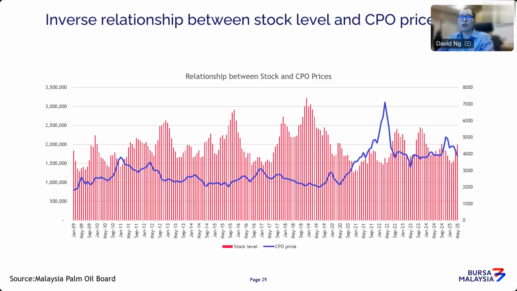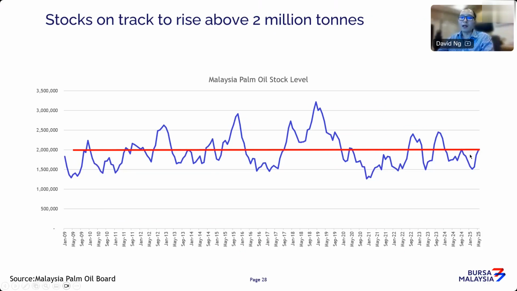Now, how low is low? The 2 million is a critical mark. Anything that's below 2 million, that is telling you market is tight. Now, once it goes above the 2 million mark, it's telling you the market is pretty much oversupply.